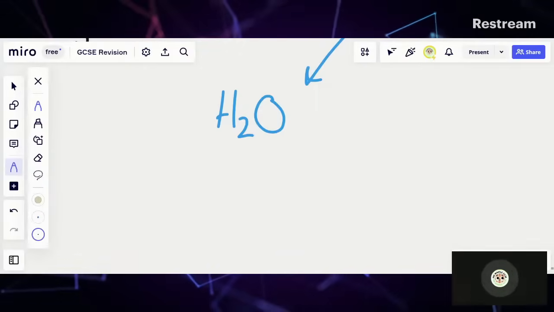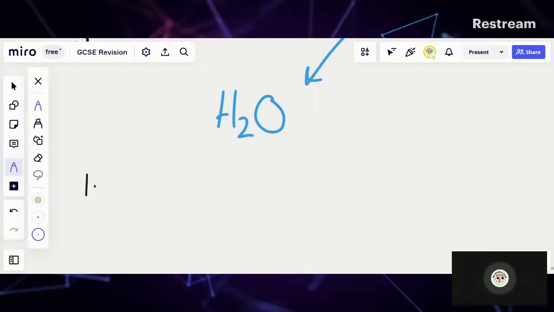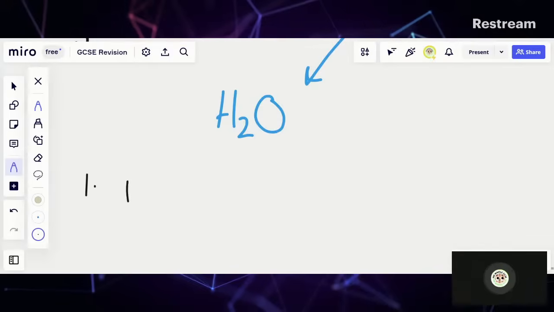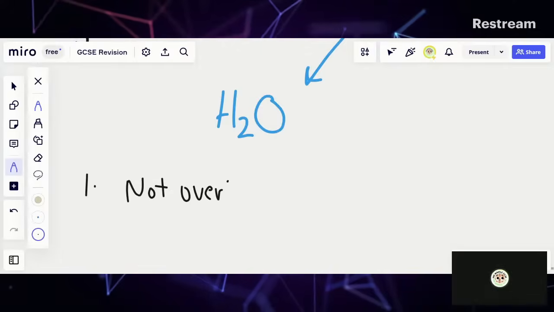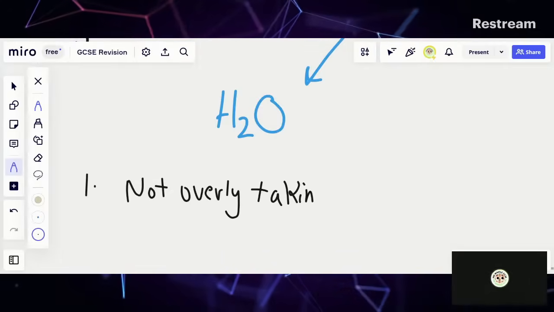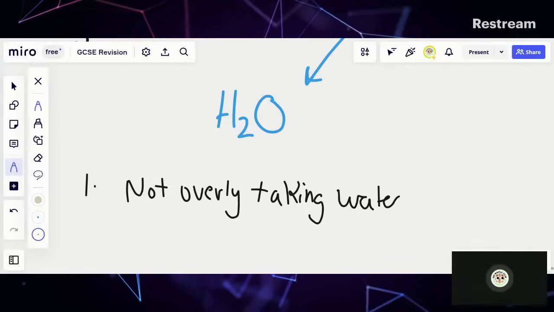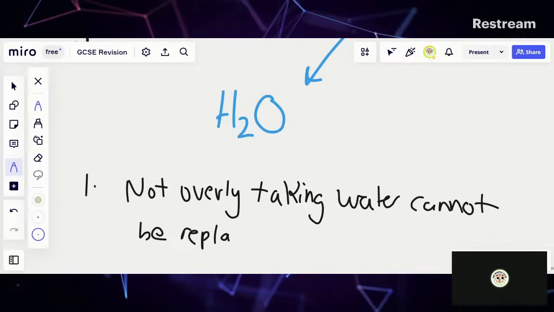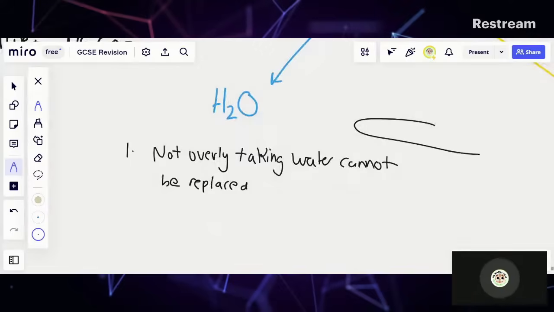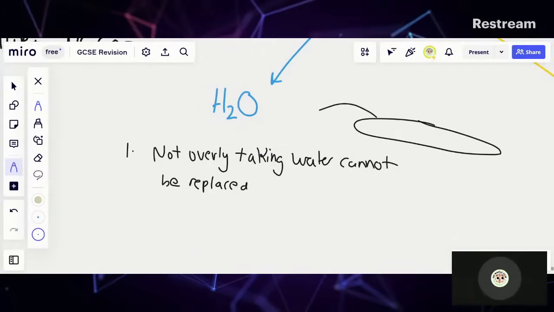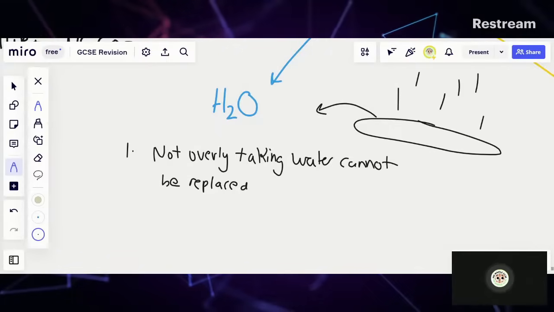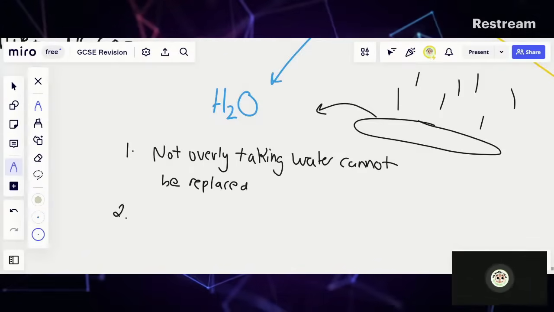Well, firstly, it's ensured that only as much water is taken from the environment as can be naturally replaced. So, not overly taking water that cannot be replaced by precipitation. For example, if you had a lake and you took all of the water from the lake, that would not be sensible because the rain would not be able to replace all of the water in that lake. So only taking some of it. Now that seems obvious, so hopefully you should remember that.